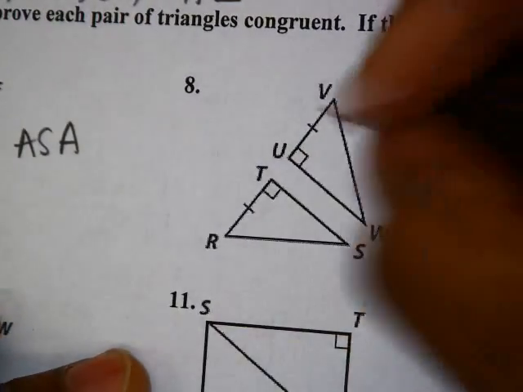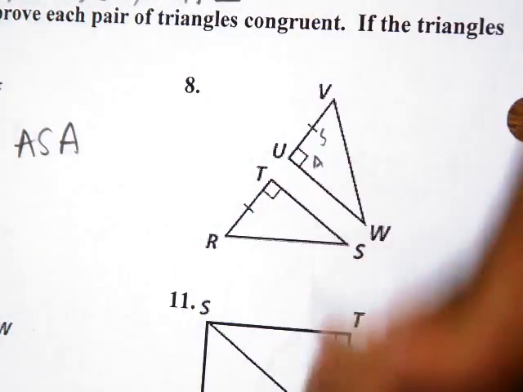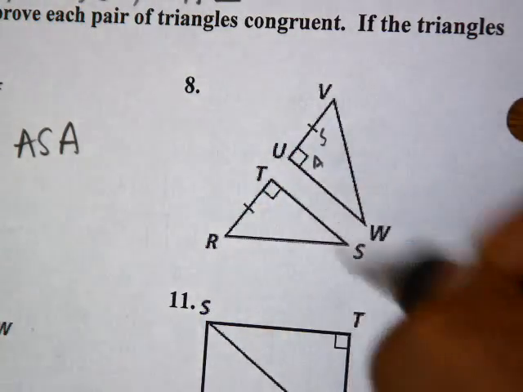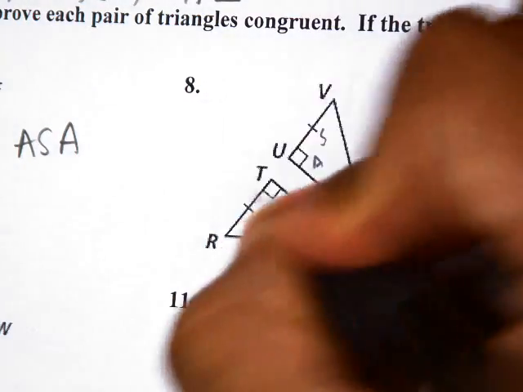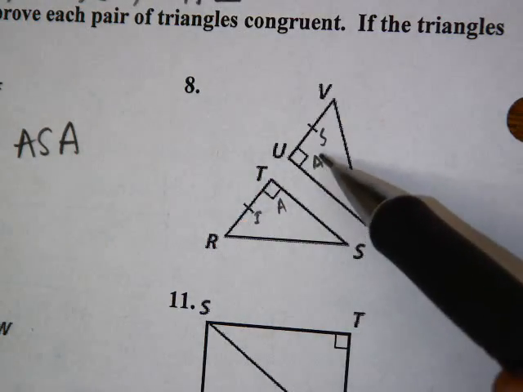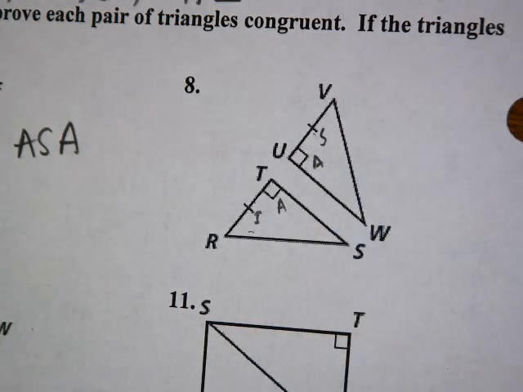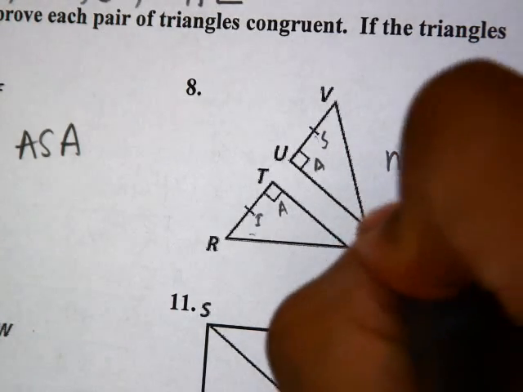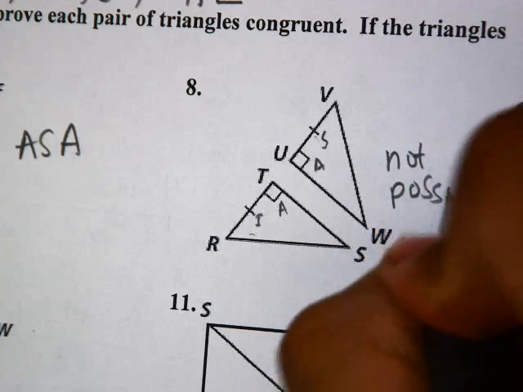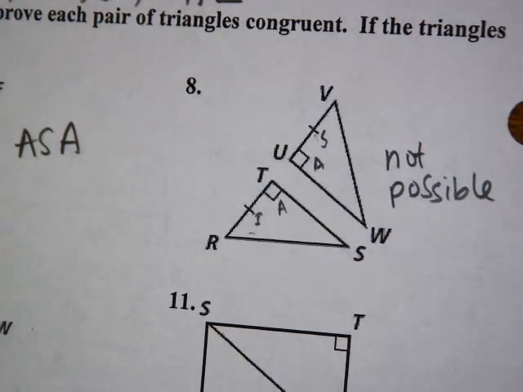In number 8, I only have this side marking and this angle marking. There's nothing else here that I can use. There's no reflexive property, and there's no vertical angles. I just have a pair of sides and a pair of angles. There's not enough information here. This is not possible to prove that the triangles are congruent.